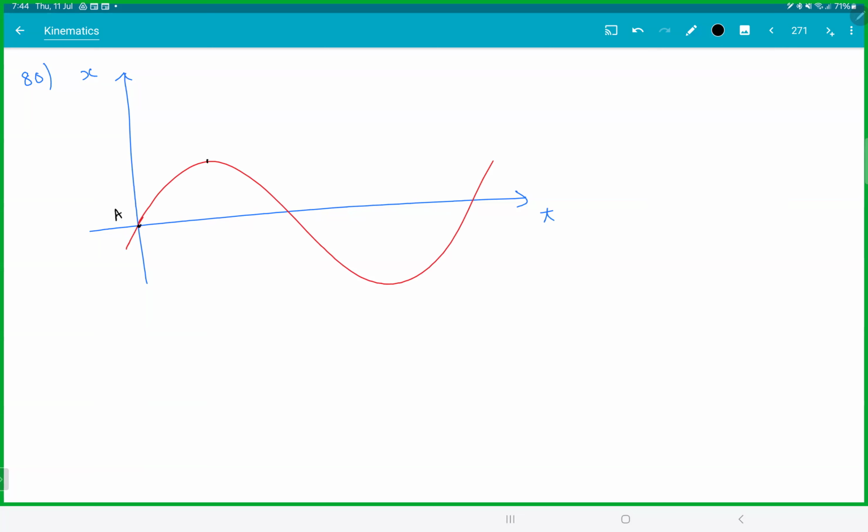So this is A, this is B, this is C, this is D, and this is E. In which region is the particle speeding up? Options will be A, B, B, C, C, D, D. So 4 options. In which section is the particle speeding up? I hope you remember speeding up meaning speed should increase. Yeah. Try. I'll give you a minute.